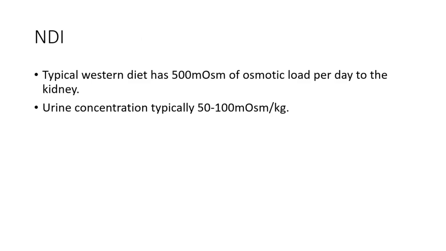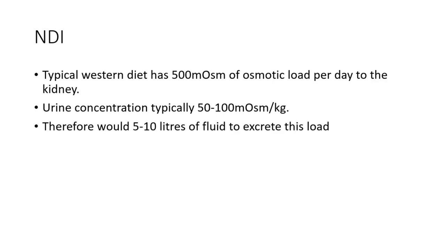So just as another example of when we talk about the dietary management of nephrogenic DI, a typical Western diet has about 500 milliosmoles osmotic load per day to the kidney. And if our kidneys can only concentrate urine to a concentrating ability of 50 to 100 milliosmoles per kilogram, remember it should be in normal physiology up to 10 times higher than that in extreme cases, then we'd need about 5 to 10 liters of fluid to excrete that load.